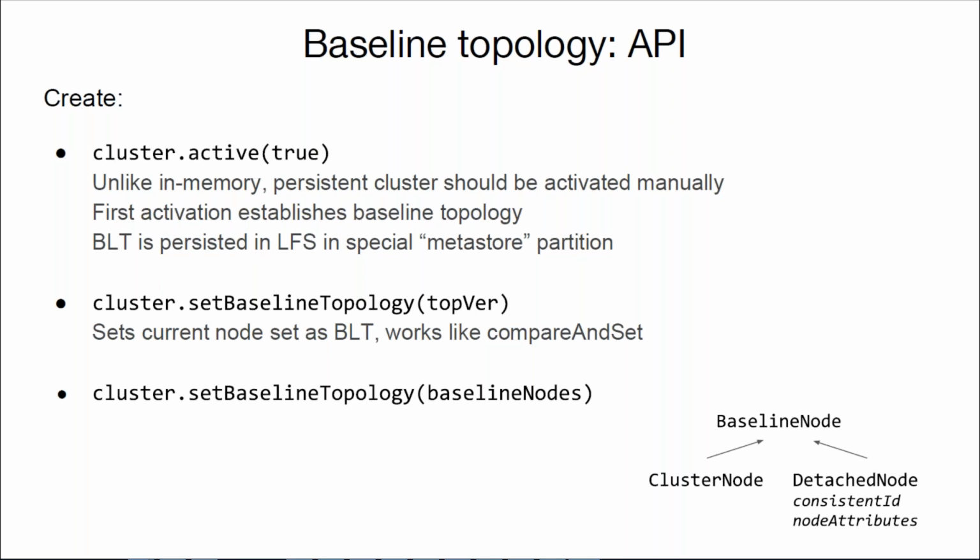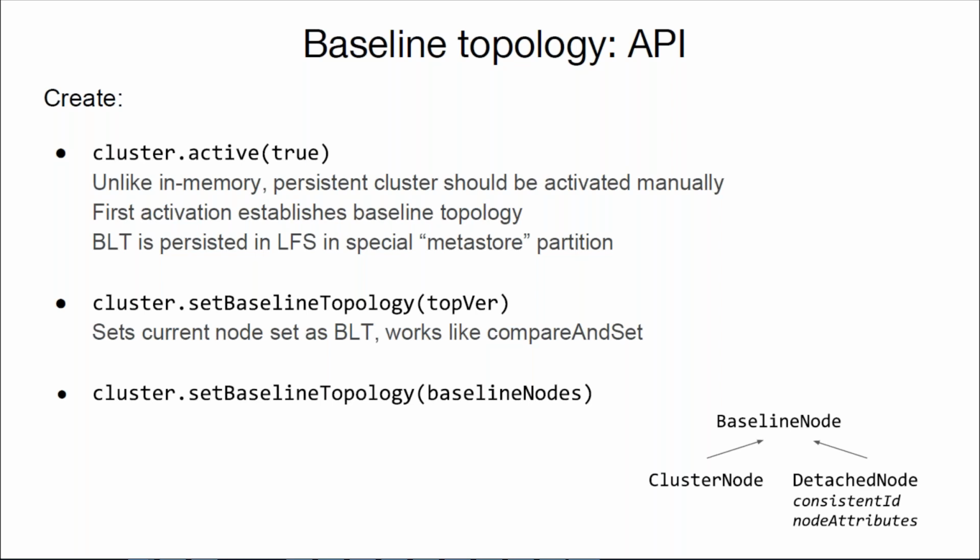And anyway, unlike in-memory, a persistent cluster should be activated, and if you start and activate a cluster with clear local file storage when there is still no data, the first activation establishes the baseline topology, and the baseline topology is persisted. That means if you restart that cluster later, the baseline topology will persist. It's persisted in local file storage in a special metastore partition that we use for several things. Once your cluster is up and running and the baseline topology is set, you may want to change your baseline topology, for example, for the cases we've discussed a bit earlier.